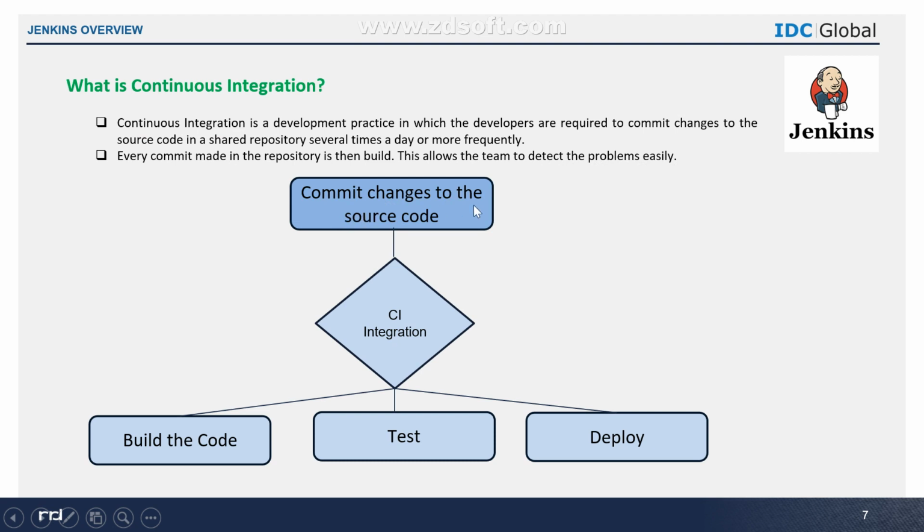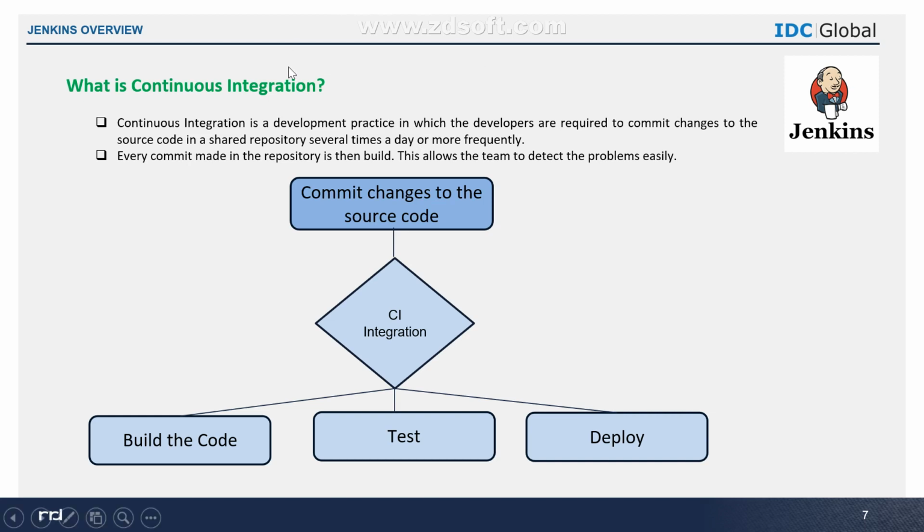Now see here, commit changes to source code, and with CI integration, build the code, test the code and deploy your code. That's it. So if you push any changes to the repository, what will it do? Jenkins is always monitoring your repository. Developers every day are pushing multiple times, right? See here, several times a day. We don't know when they are going to push. They are pushing multiple times in a single day.